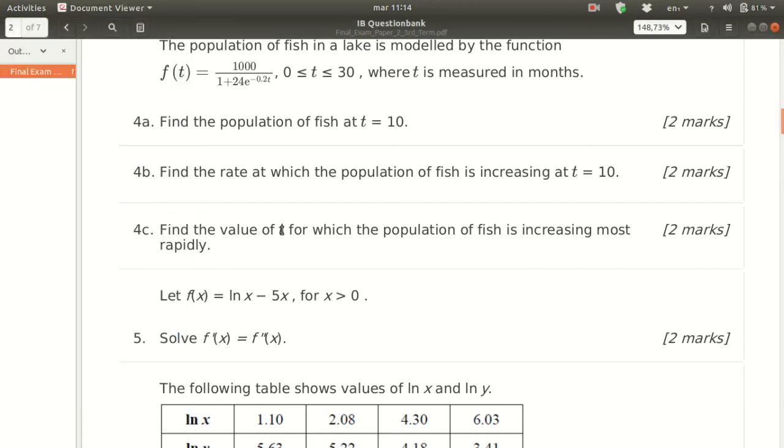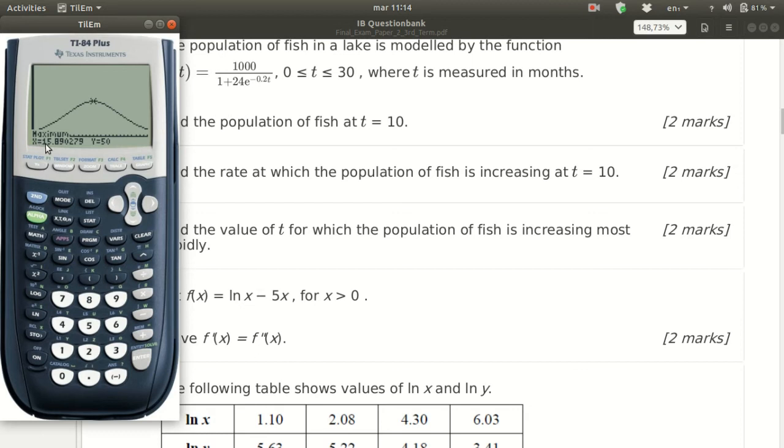Okay, so let's read the question again. Find the value of t for which the population is increasing most rapidly. That's 15.89. If you round to 3 significant figures, 16. Or I'm sorry, 15.9. 15.89 rounded to three significant figures is 15.9. Sorry about that little mistake. 15.9.